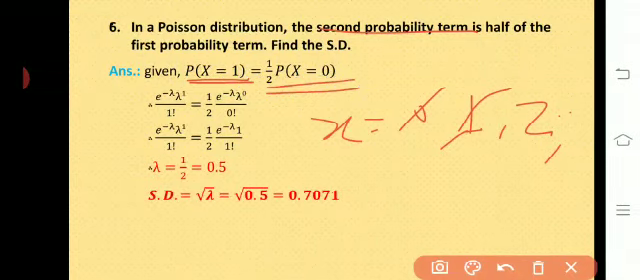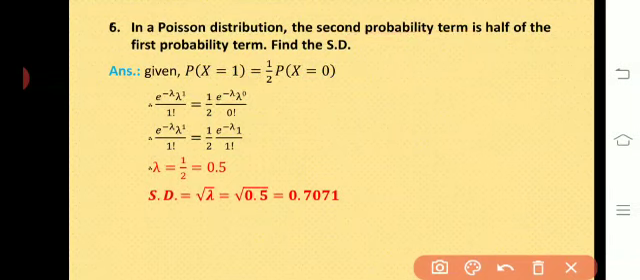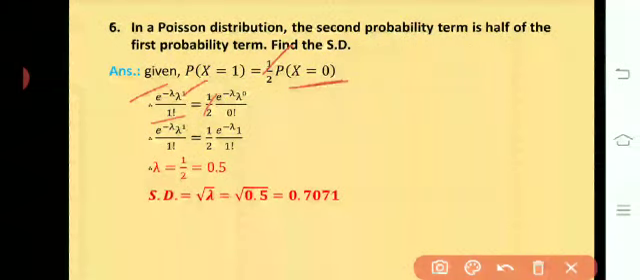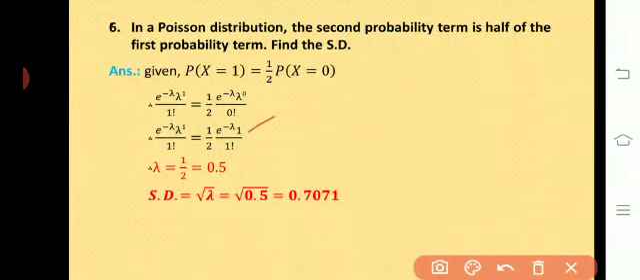Now put x equal to 1 and x equal to 0 in the PMF, that is e raised to minus lambda, lambda raised to 1 upon 1 factorial, which is equal to this half as it is, into, for x equal to 0 we have to put in the PMF, e raised to minus lambda, lambda raised to 0 upon 0 factorial. Now this e raised to minus lambda into lambda raised to 1 upon 1 factorial as it is, this half as it is, e raised to minus lambda as it is, lambda raised to 0 is 1 and 0 factorial is 1.